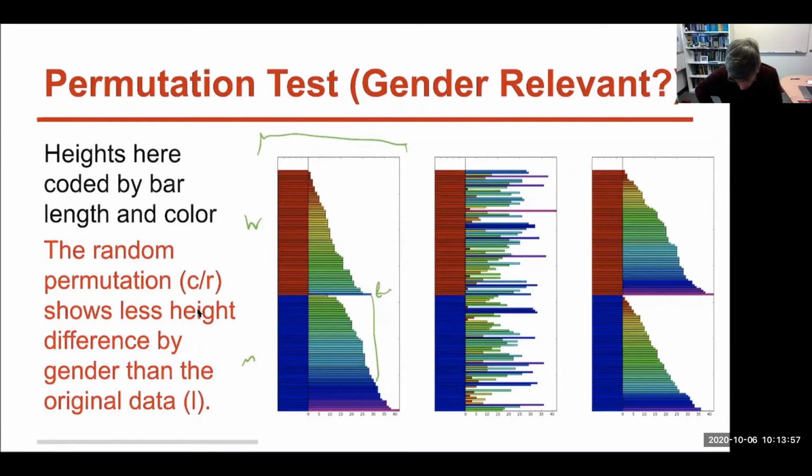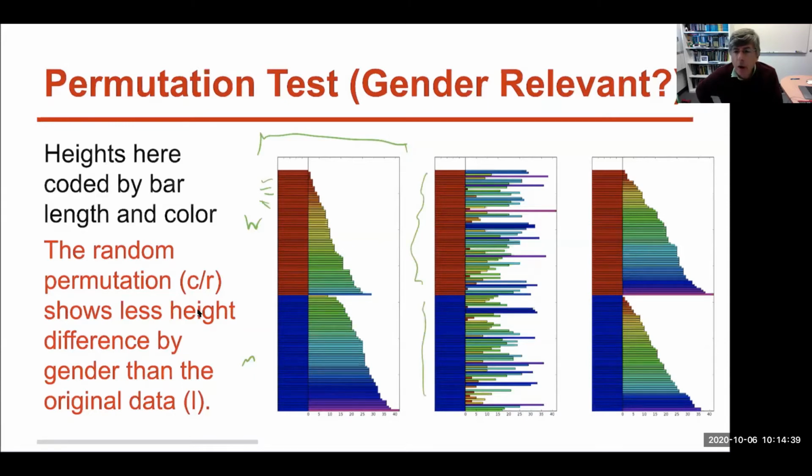How would we like to know whether or not there was a difference between the heights of men and women? Well, one idea is to take all the heights and randomly shuffle them. Each row here corresponds to a particular person. We now randomly shuffle the heights of all the people and put them in some order. Some of these heights are going to be connected with women, some with men.